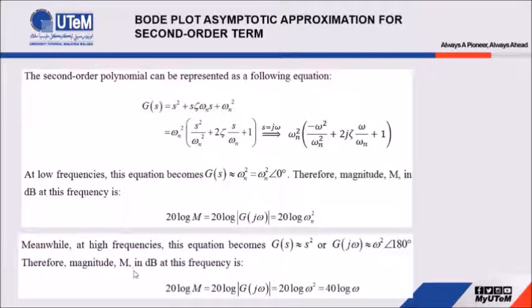So therefore the magnitude M in dB at this frequency is 20 log M, which is 20 log of G(j omega), in this case equal to omega square. So we just put omega square here.